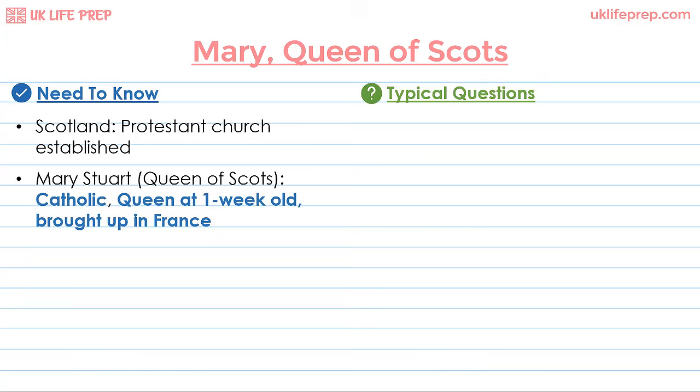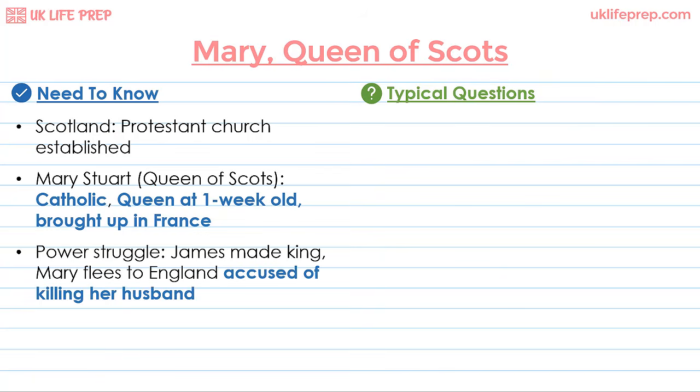The Queen of Scotland, Mary Stuart, often called Mary Queen of Scots, was Catholic, and was crowned queen at 1 week old when her father died, and she spent most of her childhood in France. When she returns to Scotland later in life, she becomes the center of a power struggle, and when she is accused of killing her husband, she flees to England and gives her throne to a Protestant son, James VI of Scotland.